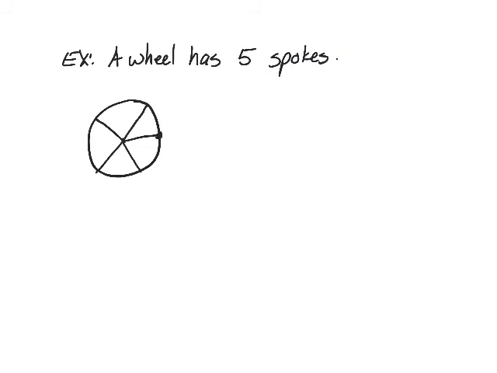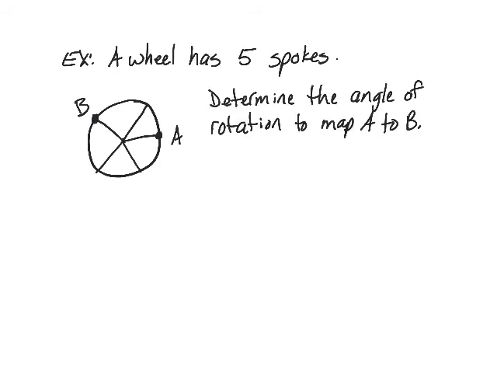If I have point A, that's here, and point B, that's there, we want to find the angle of rotation to map A to B. Okay, again, we want to determine the angle of rotation. How much do I have to spin this wheel, through how many degrees, to get A to line up with B? Granted, at that point B would be down here, but to put A where B is originally. Okay, so we do the same thing. We start with the 360.